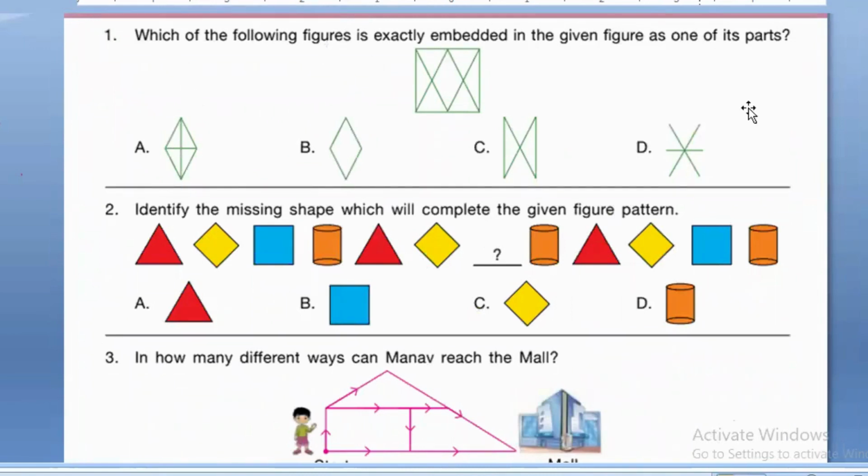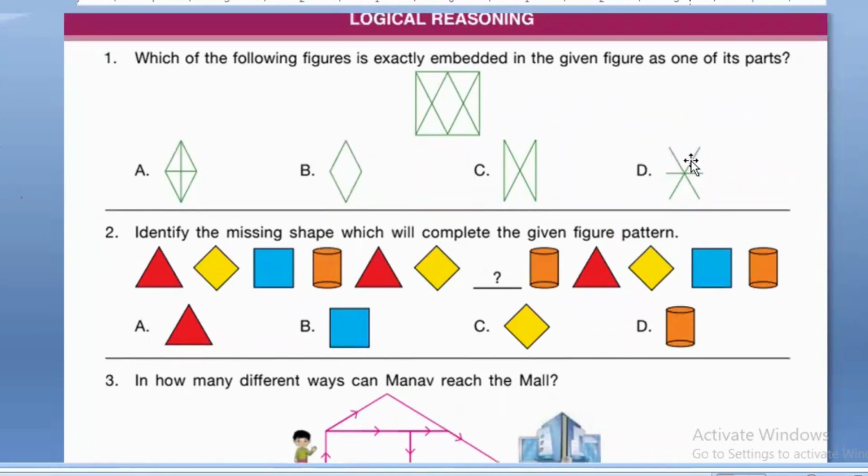Now let's start with the first one, which is logical reasoning. Here you need to find the relationship between the question and the options, and on the basis of that you will give your answer. The first question is: which of the following figures is exactly embedded in the given figure as one of its parts?